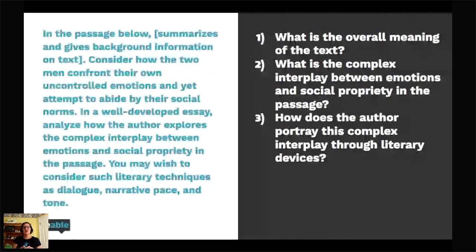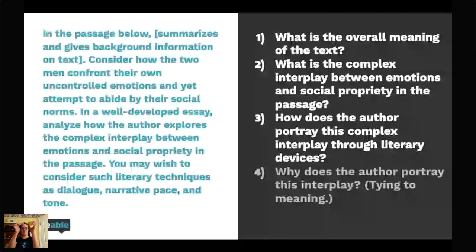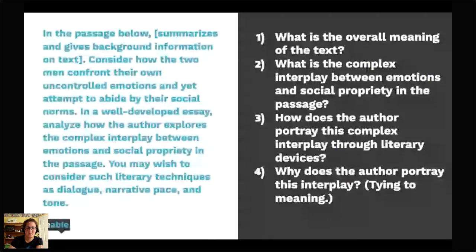And then why. So this goes into the what, how, and why. Why does the author portray this interplay? So you're tying that to the meaning. So this is how you tie it back to number one. So using that, how he does it and why he does it. I believe the author in here in particular is a he. Okay, let me make sure I didn't miss anything.